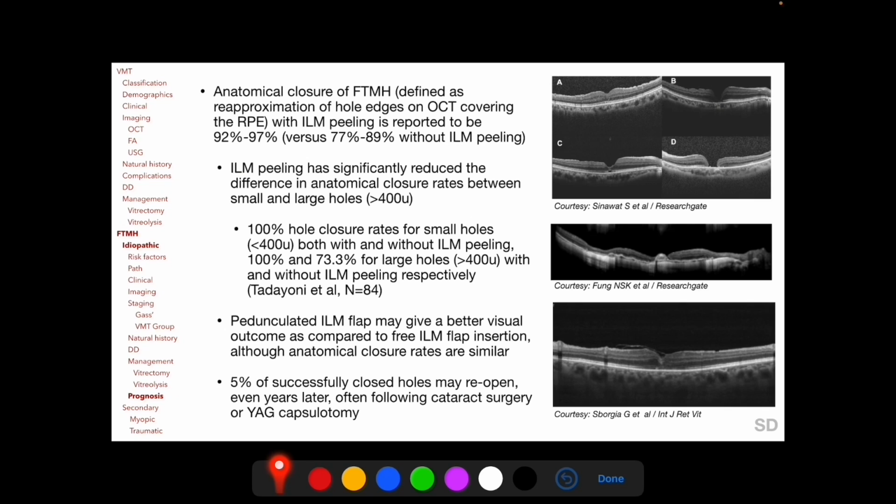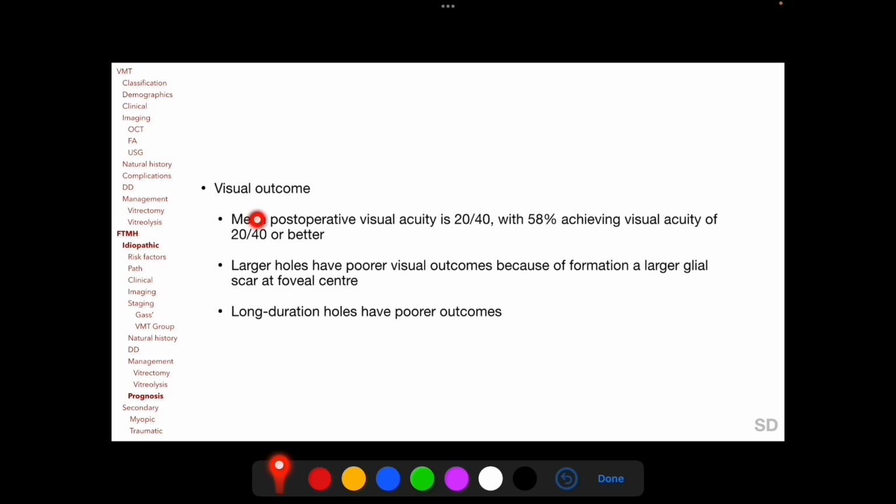Rate of anatomical closure of full-thickness macular hole, defined as reapproximation of hole edges on OCT covering the retinal pigment epithelium, has been reported to be 92% to 97% with ILM peeling and 77 to 89% without ILM peeling. 5% of successfully closed holes may reopen even years later, often following cataract surgery or YAG capsulotomy. Mean post-operative visual acuity has been found to be 20/40, with 58% achieving visual acuity of 20/40 or better. Larger and long duration macular holes have poor outcomes following surgery.